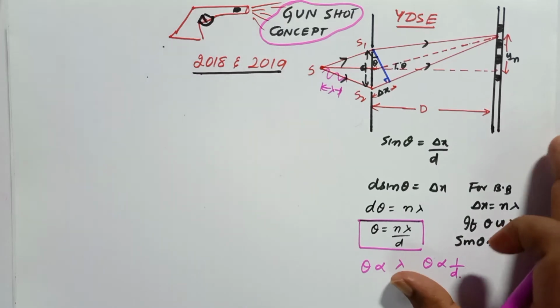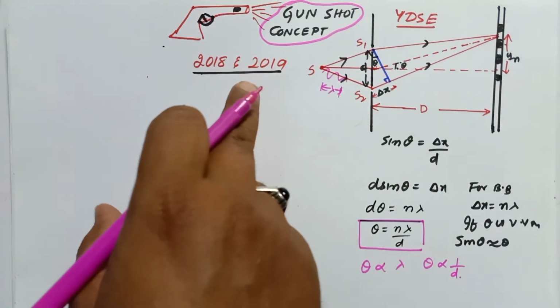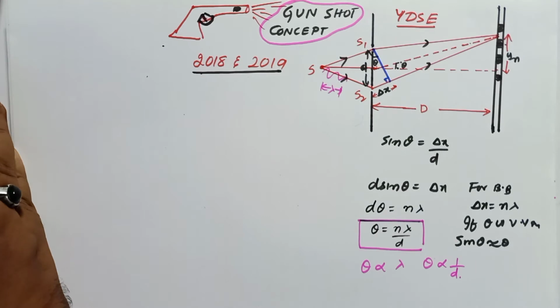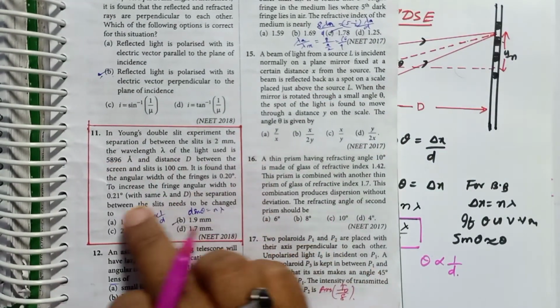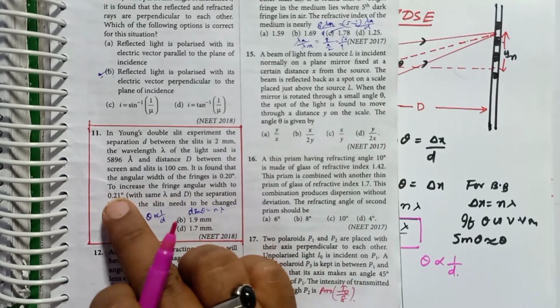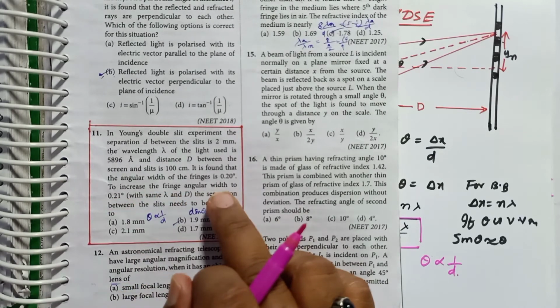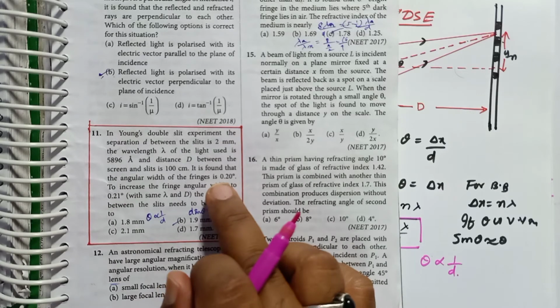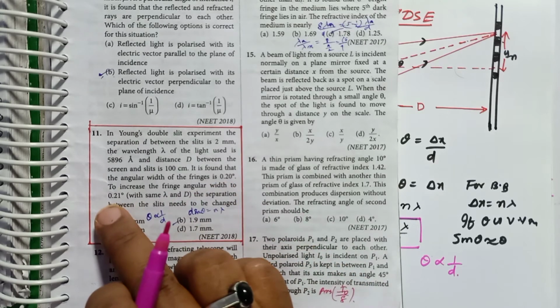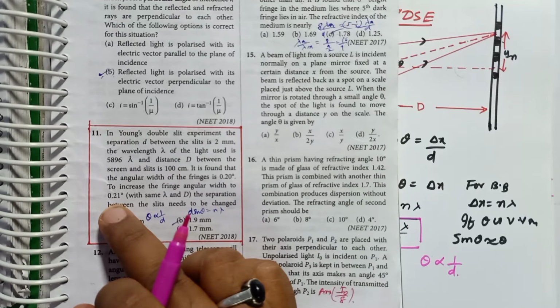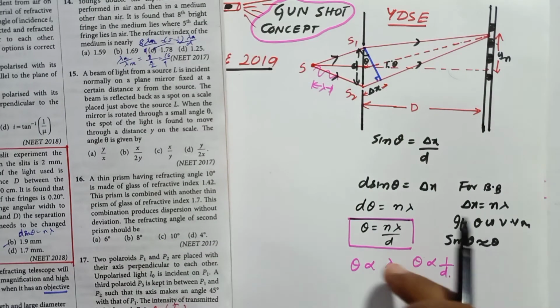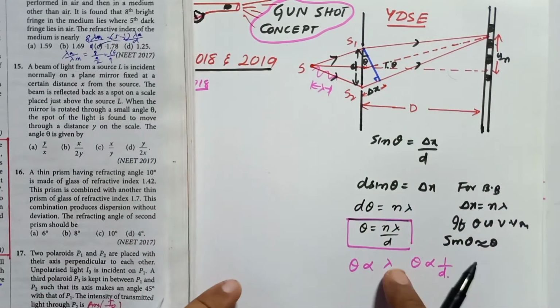So how are we going to solve the problems of 2018 and 2019? Have a look at this problem which was asked in 2018. If the fringe width, which was previously 0.2, is increased to 0.21, then what are we going to do here? What do we mean by fringe width here? It is the angular width of the fringe.